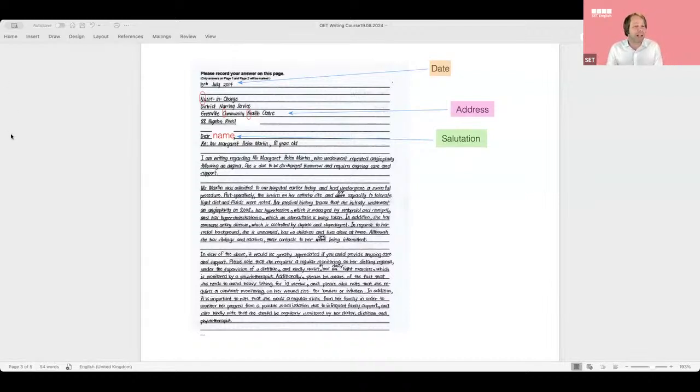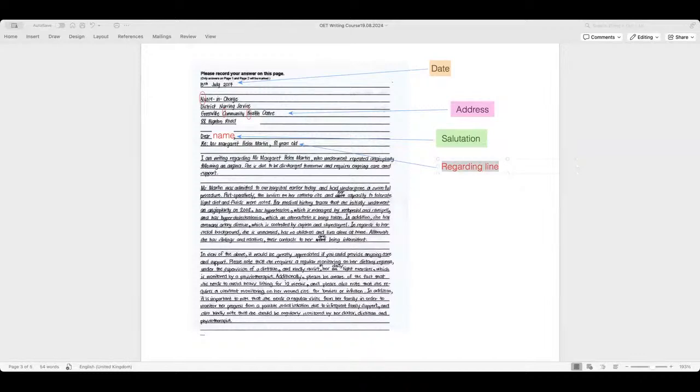What's this RE line? Can anyone tell me? What is RE here? What do we call this? Regarding. I just call it the RE line. Yeah, the regarding line. And what are we doing in this? You are writing the full name of the patient plus the date of birth. So you can see here, Mrs. Margaret Helen Martin. That's very good.